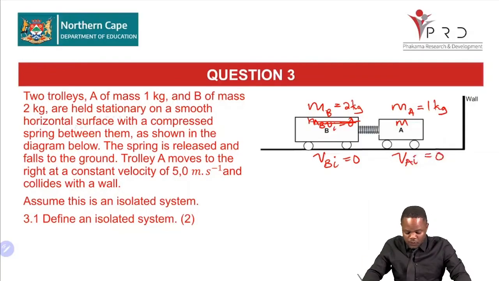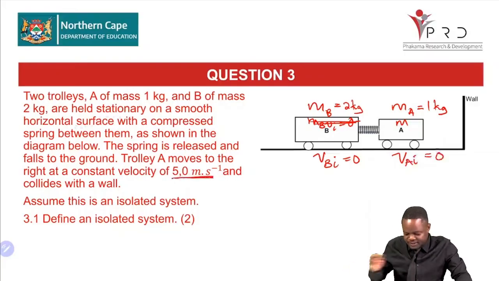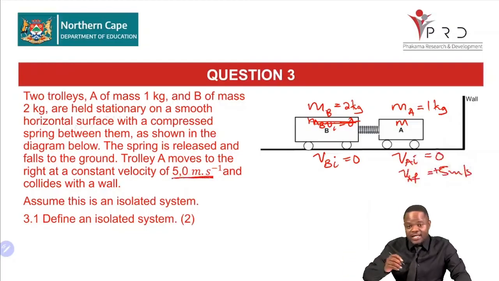Trolley A moves to the right at a constant velocity of 5 meters per second. Okay, so we know now VA final is 5. We can call it a positive 5 if we take the direction to the right as positive, and it collides with the wall. Oh, quite an interesting question.